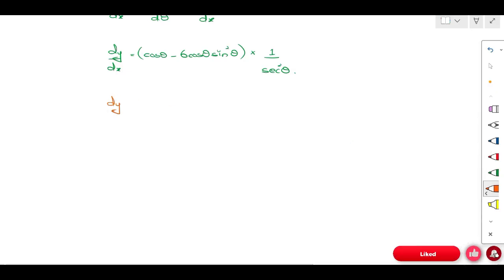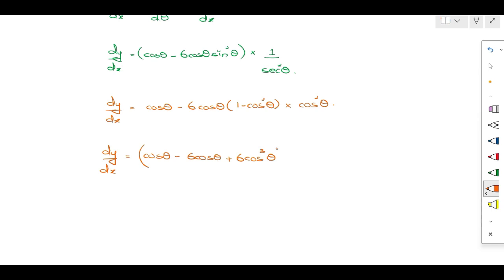Further simplification, dy over dx is equal to cos theta minus 6 cos theta. The sine square is 1 minus cos square theta, and 1 over secant square is cos square theta. Now everything is in cos. Just simplify. Dy over dx is equal to cos theta minus 6 cos theta multiplying with 1 and minus 6 cos theta with this, so plus 6 cos cube theta. So this whole thing is multiplying with cos square theta. I forgot to put the bracket.